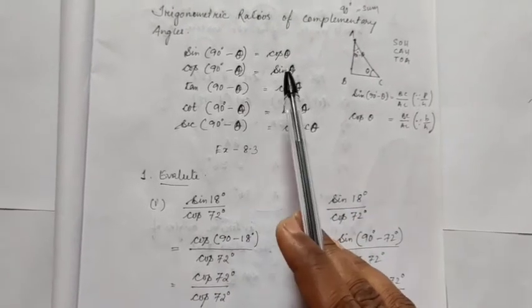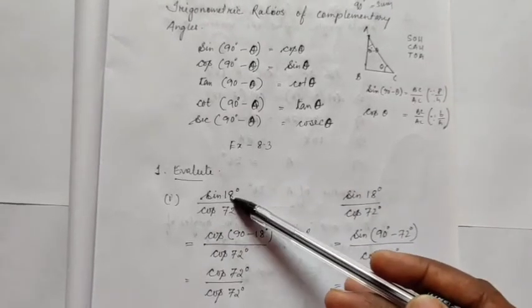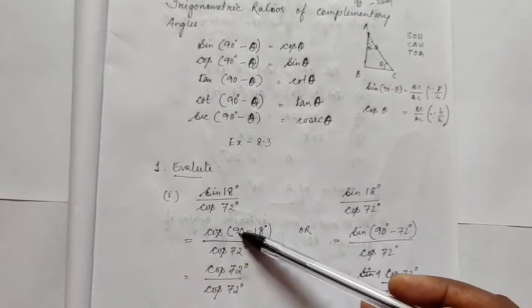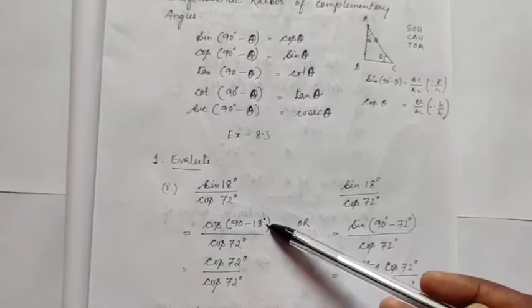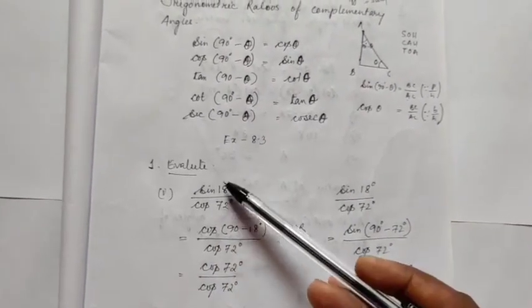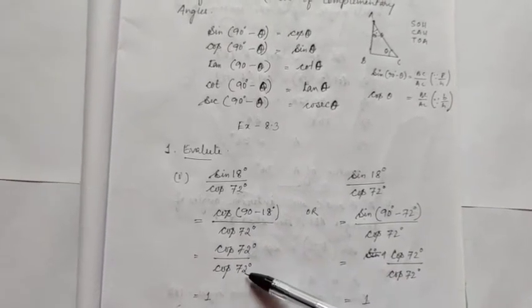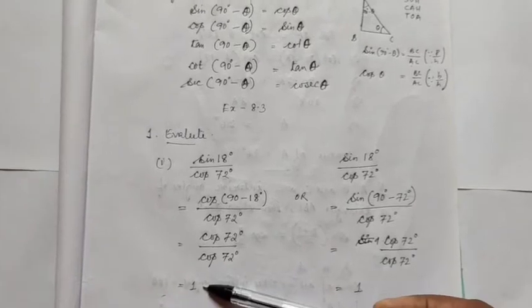Now see, sine theta you can write as cos 90 minus theta. That means sine 18 degree you can write as cos 90 minus 18 degree. Okay, since they are complements of each other, cos 90 minus this angle, so you got cos 72 degree, and the 72 degree below also cancels it, the answer is 1.